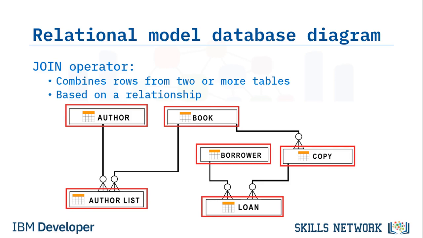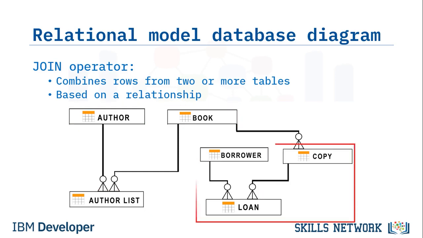If you wanted to know which borrower has which copy of a book out on loan, you need to gather data from three tables: the borrower, loan, and copy tables. This is when you need to use the join operator. First, you need to identify the relationship between these tables, that is, the column or columns in each table to use as a link between the tables.